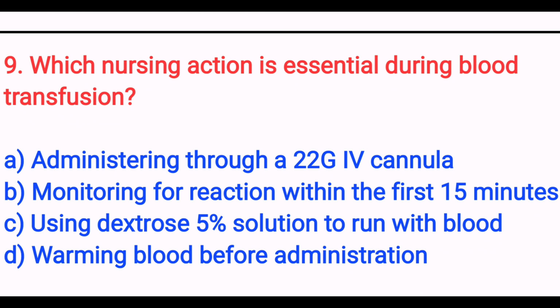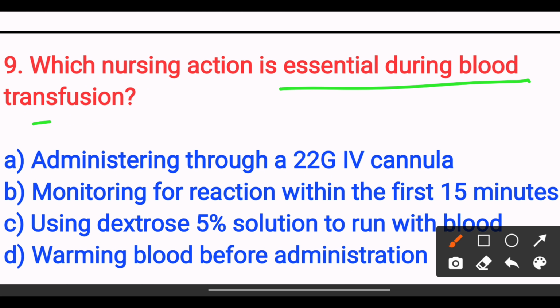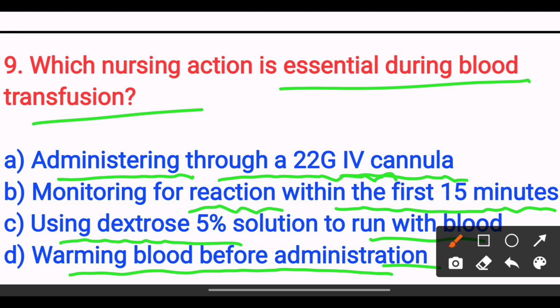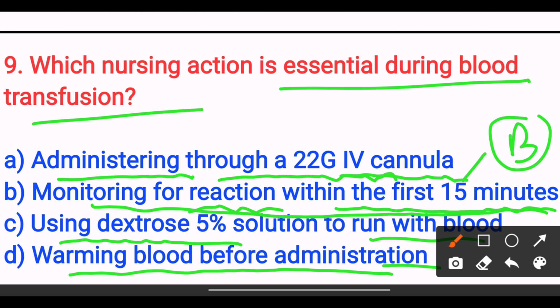Next, which nursing action is essential during a blood transfusion? Option A, administering through a 22 gauge IV cannula; option B, monitoring for reaction within the first 15 minutes; option C, using dextrose 5% solution to run with blood; option D, warming blood before administration. The answer is option B, monitoring for reaction within the first 15 minutes. An 18 gauge cannula should be used. Use normal saline, not dextrose 5%. Warming blood before administration, no.